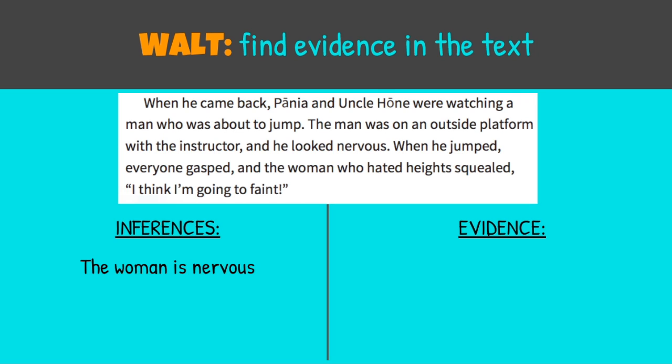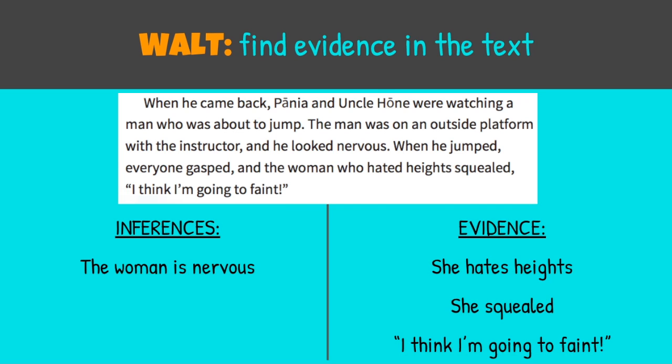But I have evidence in the text. If I was going to say to my group, "Oh, that woman's nervous," and they said to me, "No, I don't believe you," or "I think you're wrong," I can go back and say, well, here's my evidence. I know that she's nervous because it says she hated heights, so she's not going to be feeling very comfortable up there. It says she squealed when the man jumped, and she also said, "I think I'm going to faint." So I've got 3 pieces of evidence there that show me that she's pretty nervous up there. Here's my evidence. She hates heights, she squealed, and she said, "I think I'm going to faint."